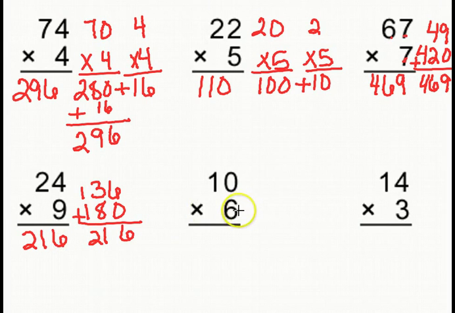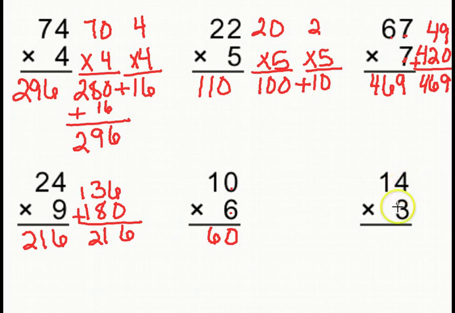Now, you can also do them like this, where you don't have to break them apart or pull them over to the side. You can just do it all right here together. All you do is multiply 6 times 0, your 1 times your 1. What is 6 times 0? Very good, 0. And then 6 times your tens place, which is 6 times 1 again, which is 6. Okay, very good. Let's try one more like that.